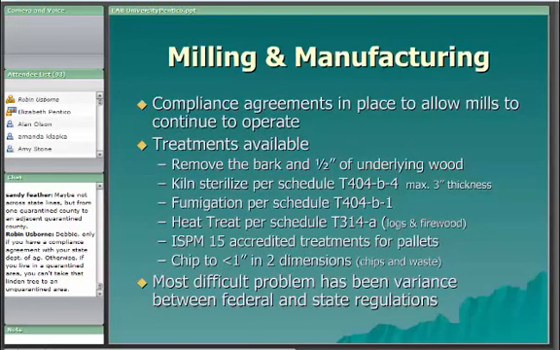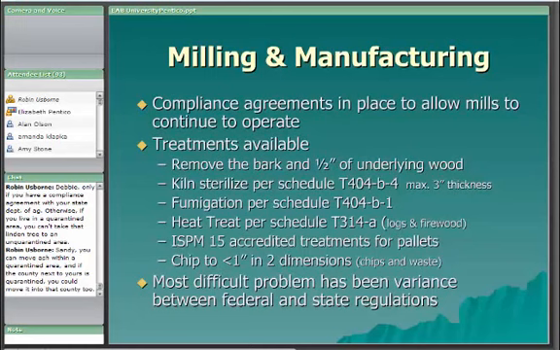The mills, the mill and manufacturing industry, we have agreements in place that allow these mills to continue to operate if they do a treatment. The treatments available to them are they can remove the bark and a ½ inch of the underlying wood, and then if they destroy the remaining bark, they have an article that can be certified. A certified article is free to move anywhere within the United States because the risk of emerald ash borer has been removed. For wood that is up to a maximum of 3 inches in thickness, they can kiln sterilize it.